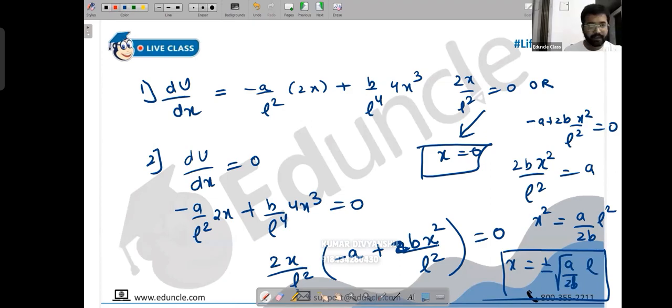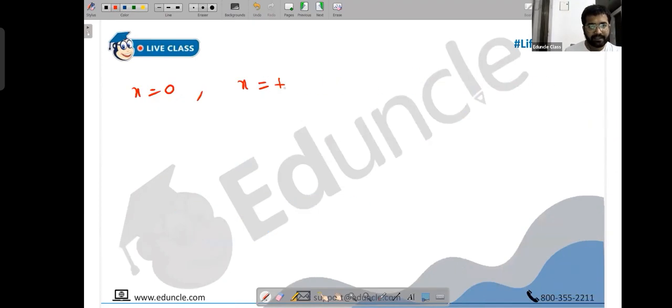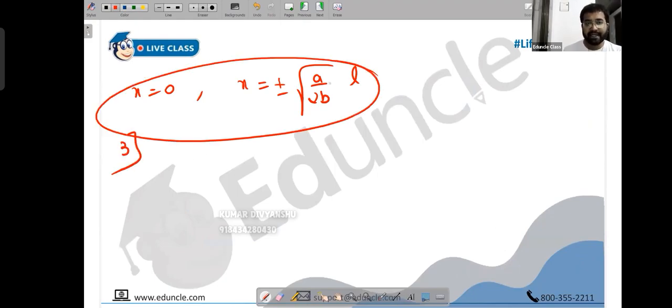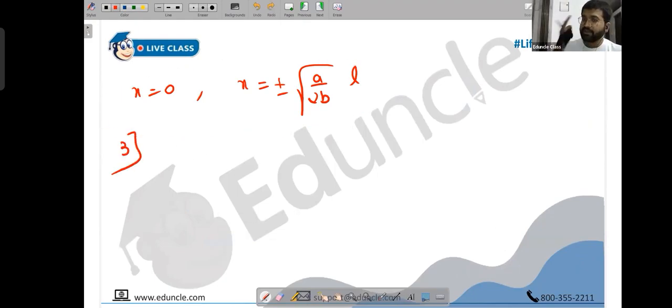No, sounds perfect. So we have got x equals to 0, and we have got x equals to plus or minus under root of a upon 2b times L. Okay. Now the third step. So these are the 3 positions. We don't know out of these 3 which one is stable and which one is unstable.